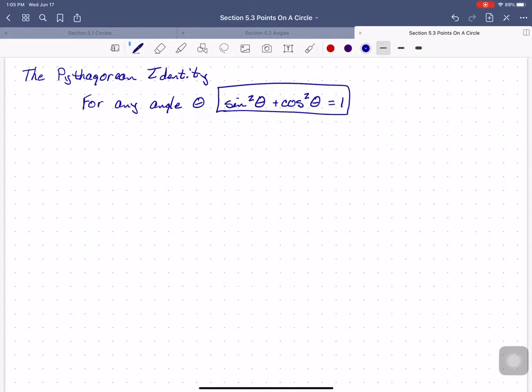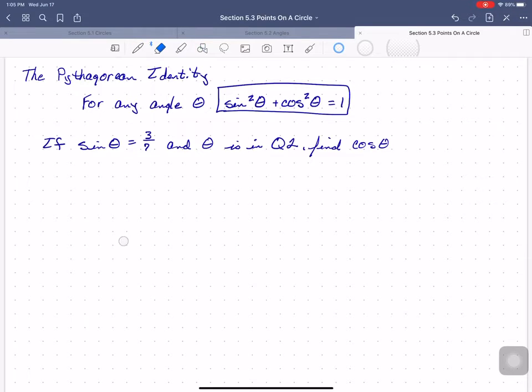So we can use this to do things like, if we know that the sine of an angle equals 3/7 and that angle is in the second quadrant, we can find the cosine of the angle. Now, why does it matter what quadrant the angle is in? Well, let's start there. Let's take a look at our circle.